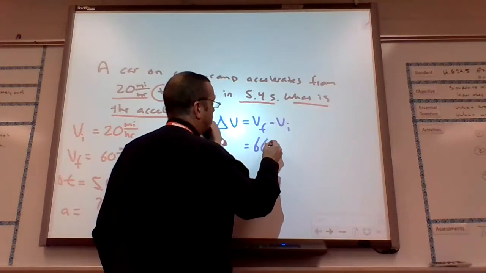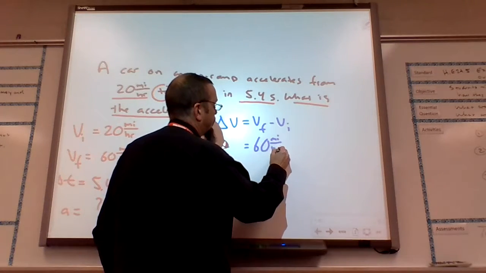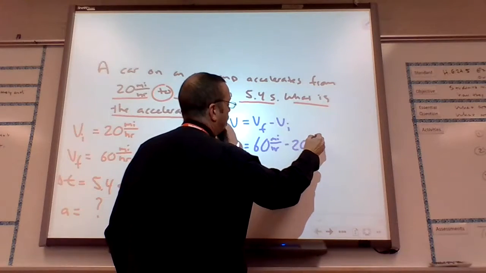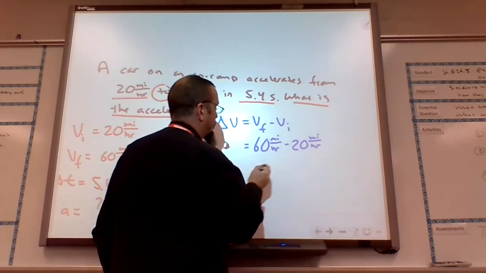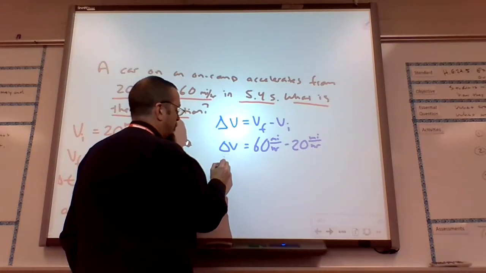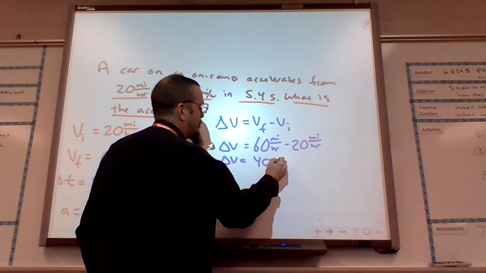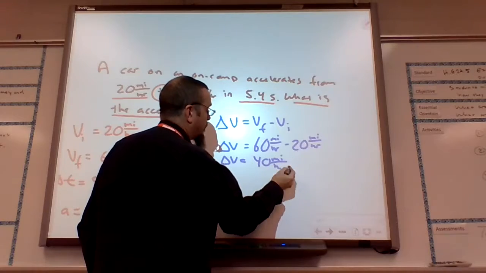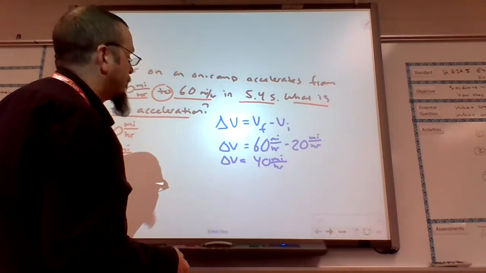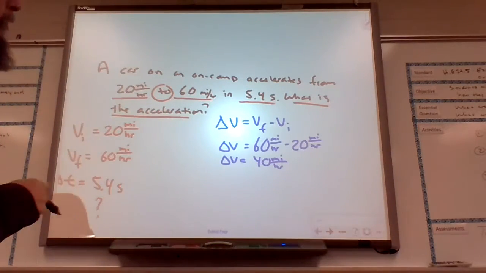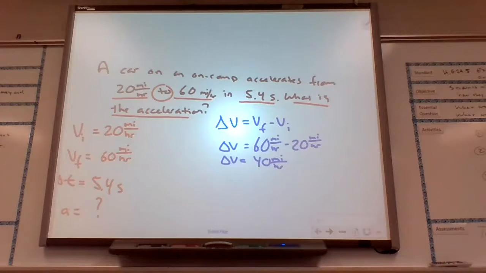And that's important because this is what's going to give us our sign for our answer. So my final is 60 miles per hour. My initial is 20 miles per hour. My delta V is going to be 40 miles per hour, and more importantly, it's positive 40. That positive is going to tell us the direction of our acceleration. This is where the sign is going to come from. If it's negative, it would end up being negative here.